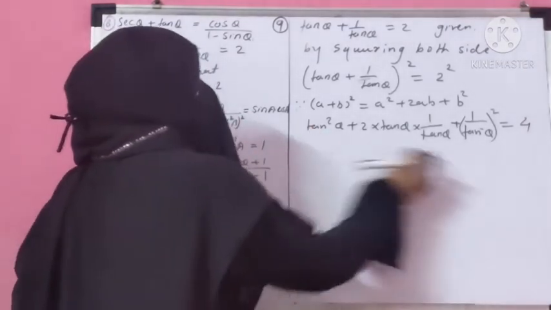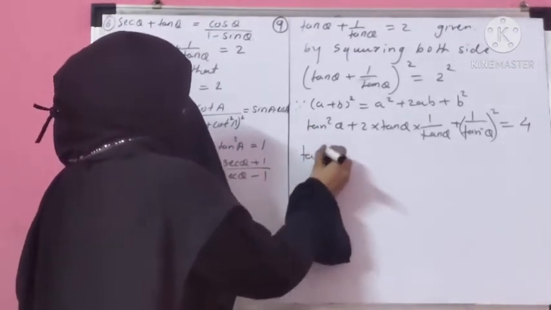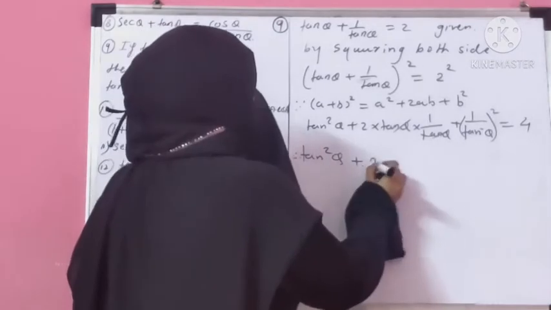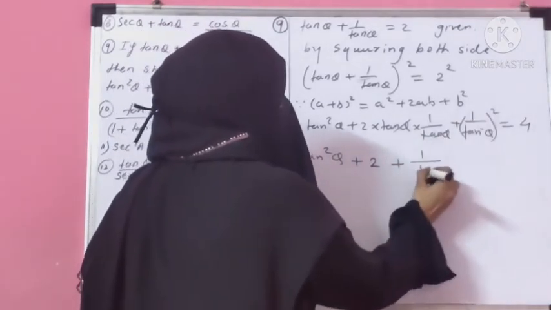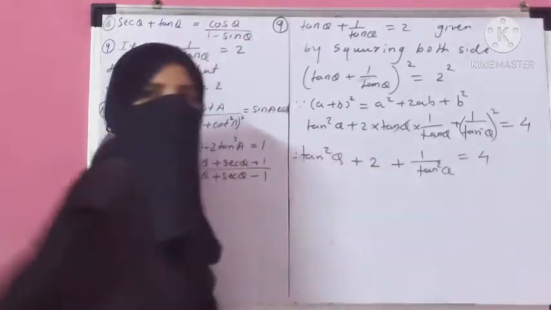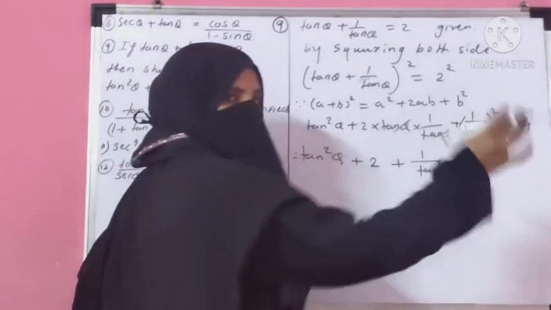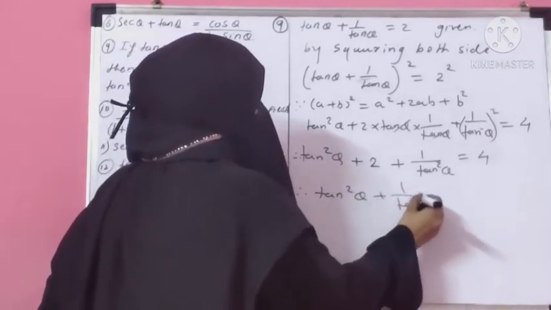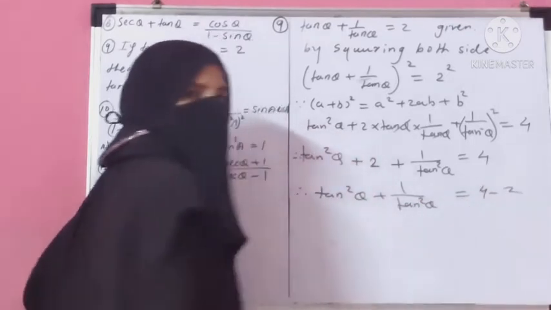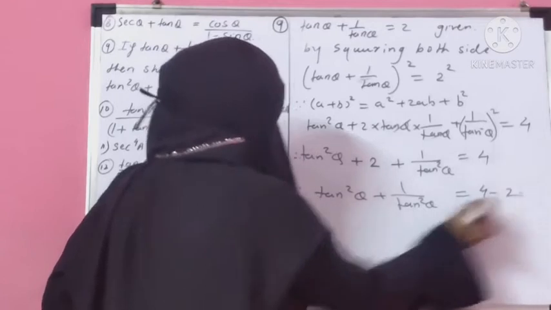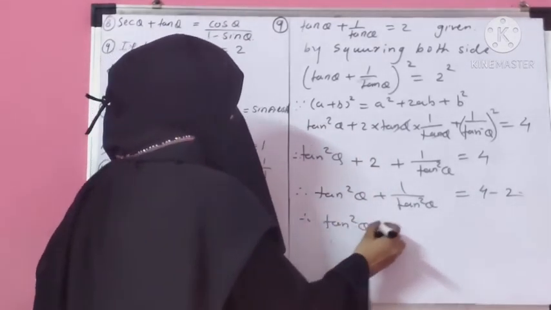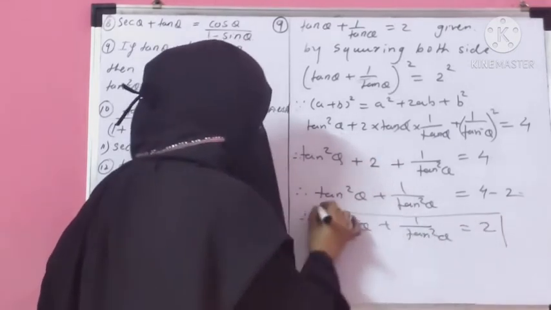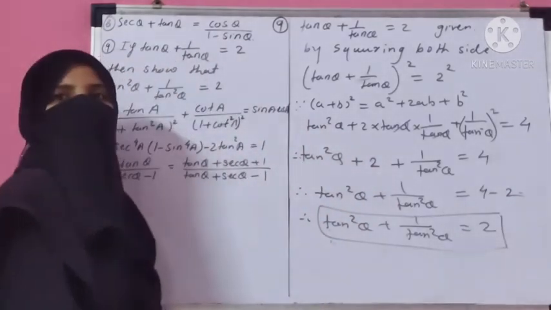Now the next step is tan square theta is the same. Now tan theta gets cancelled. So here 2 into 1 is 2, plus 1 upon tan square theta is equal to 4. Now 2 here in plus, that side goes in minus. So tan square theta plus 1 upon tan square theta is equal to 4 minus 2, which is 2. So here we prove tan square theta plus 1 upon tan square theta is equal to 2.